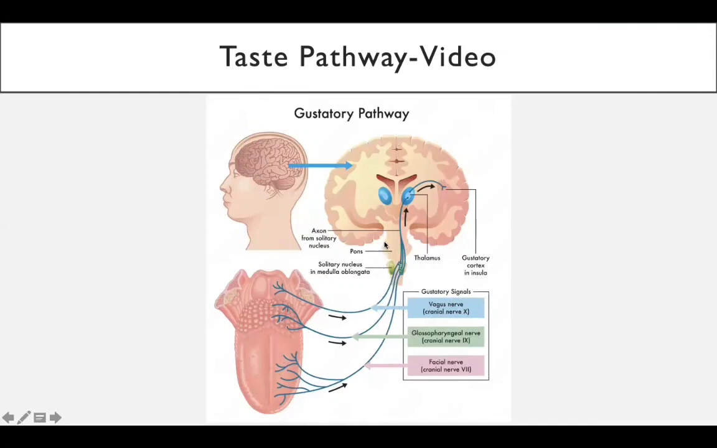So this is the straight path, right? Now we go for the video. Just remember facial nerve, glossopharyngeal nerve, and vagus nerve, our favorite.